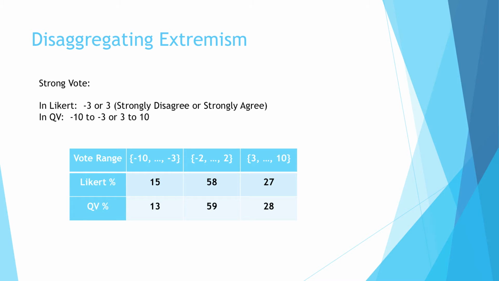So 15% of people gave a -3 in Likert. 13% of people gave a -3 through -10 in QV. These -4 through -10 don't exist in Likert, so this just means -3 here. And you can see the numbers are basically identical for this definition of strong vote, which is one reason you might say that's a reasonable term to define. It would be really nice if we could understand what's going on with strong voting. Somehow strong voting is what some people really care about. It says something about your populace. So there's a lot of strong voting going on in both of these methodologies.